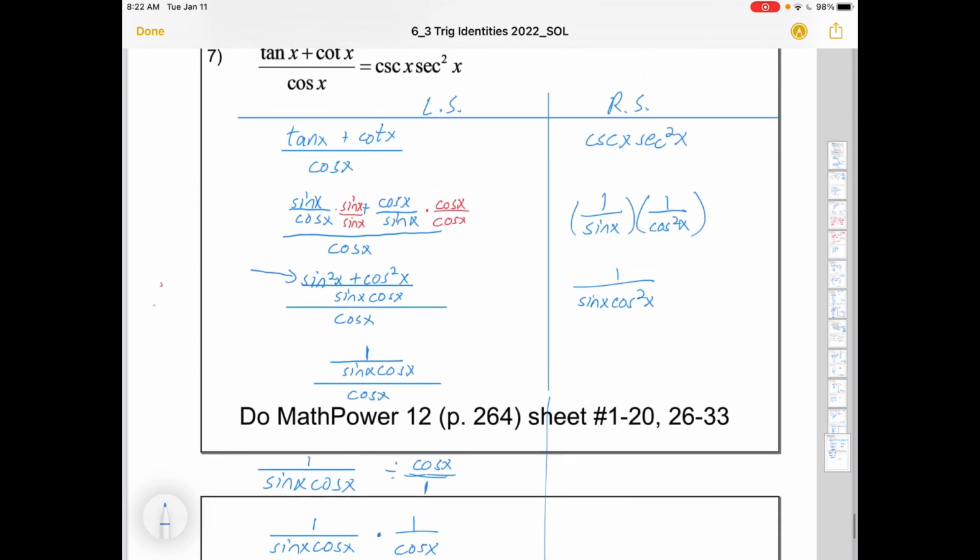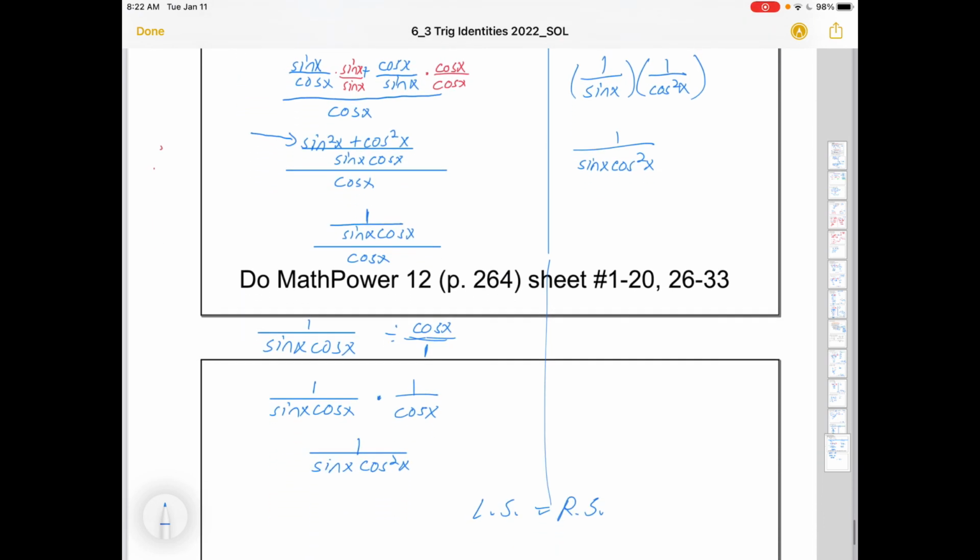If you really wanted to just work with the left, you could. So in the video description below, you'll find a worksheet from Math Power 12. And you could do some questions from 1 to 20 and from 26 to 33. I've attached worked solutions that show a way of doing each of the proofs that are given, but there are often many, many ways that you can prove an identity. So if you do something different that also leads to the left side equaling the right side, then congratulations, you found a different proof, and that's fantastic.